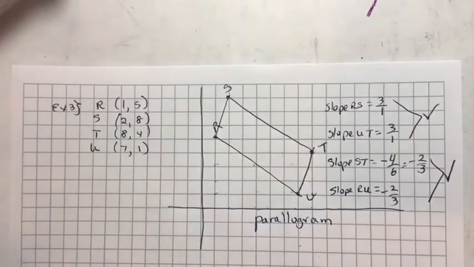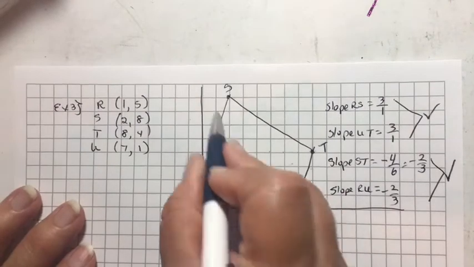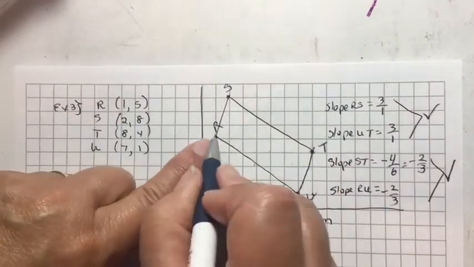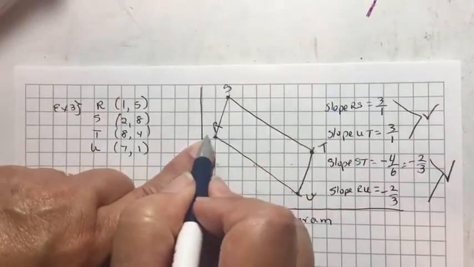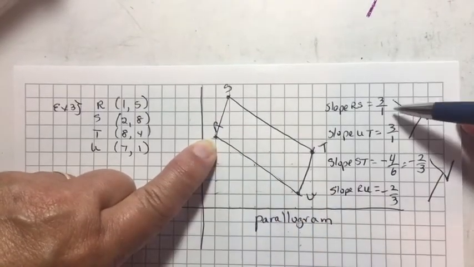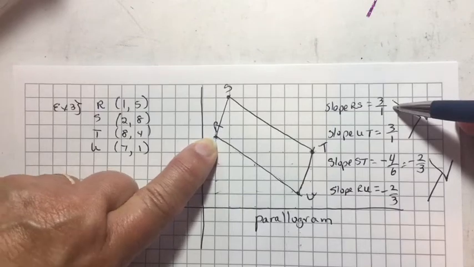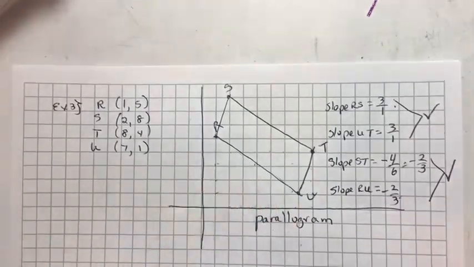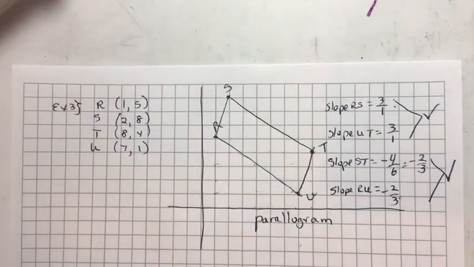Now, my next question is this parallelogram a rectangle? Well, if it is, then these have to be 90-degree angles, which means this slope and this slope have to be reciprocals of opposite sides. And you can see they're not. This one is 3. This one would have to be negative 3, and it's not. So this is just a parallelogram. Okay, that's it.